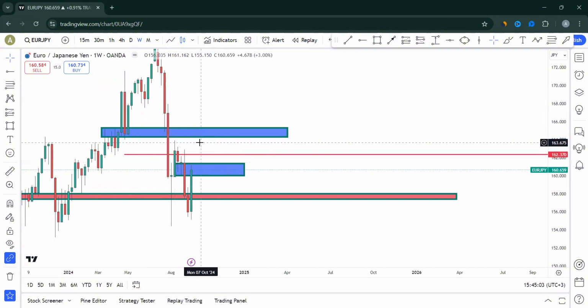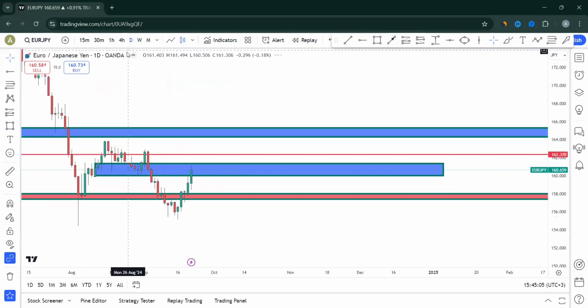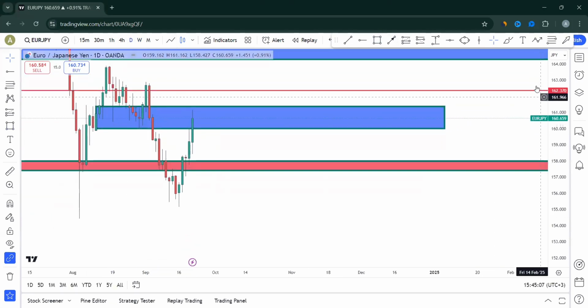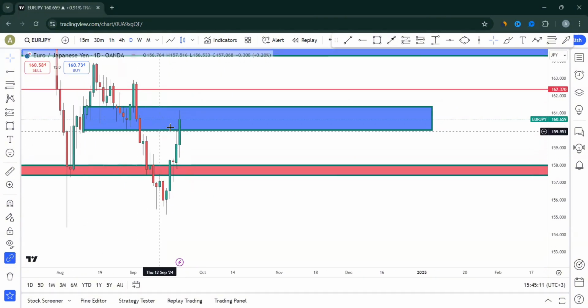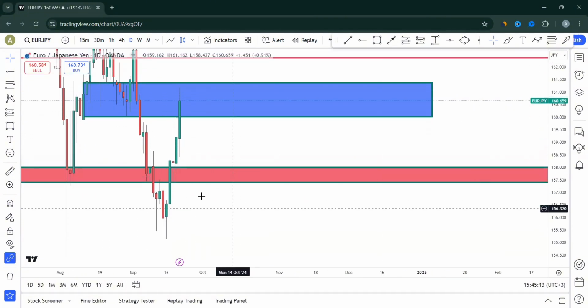Okay. Now let's go down to the daily time frame. What do we observe? Remember, this is a neckline. This is a neckline area here. Okay, so what do we want to see? The same scenario that we saw with USD JPY.